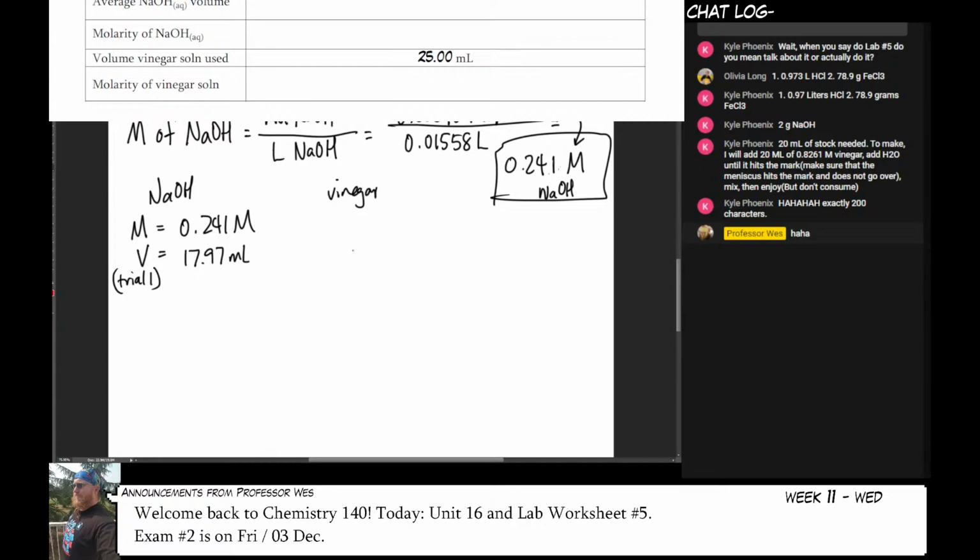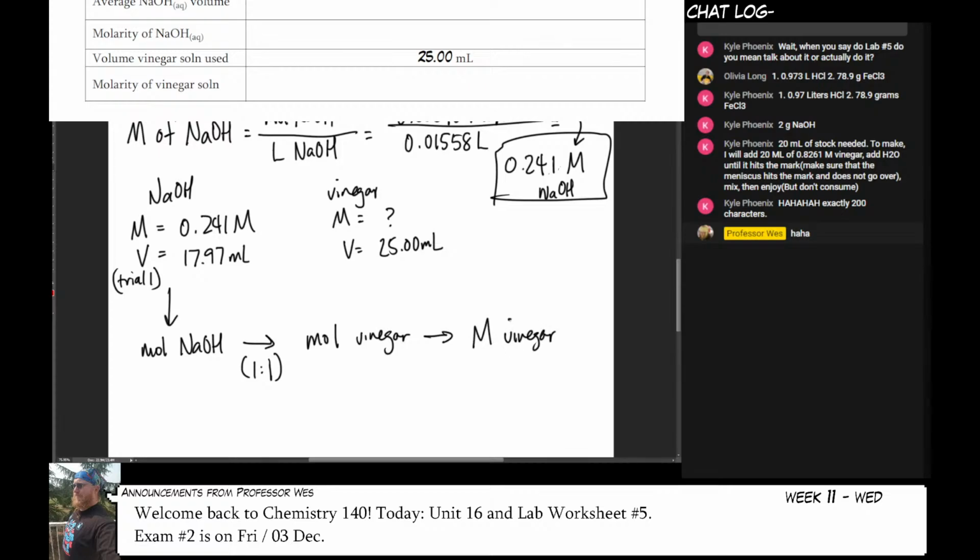On the screen, you can see that for the vinegar we used 25 milliliters. But we don't know its molarity. So we're going to do this same process, except go in the other direction. Because if I multiply these two together, I get the moles of sodium hydroxide. I can then use a balanced chemical equation to figure out the moles of vinegar. I'm going to leave that exercise for you to do, but I'll just give you a hint. The ratio is 1 to 1. And then finally, we can figure out the molarity of vinegar.